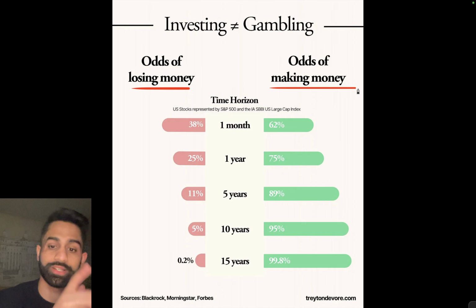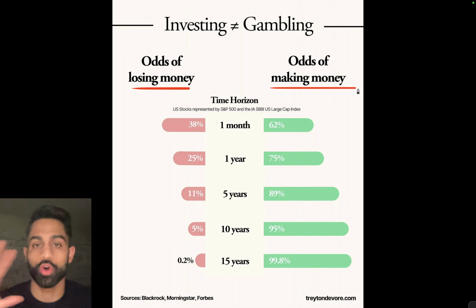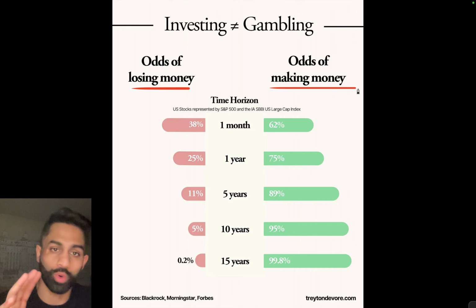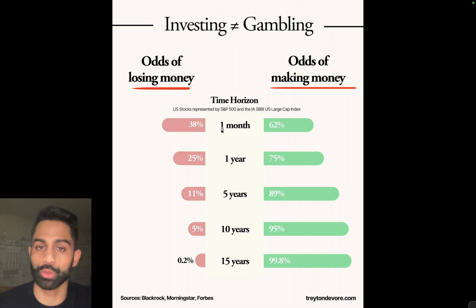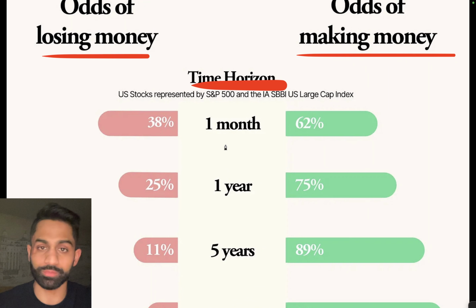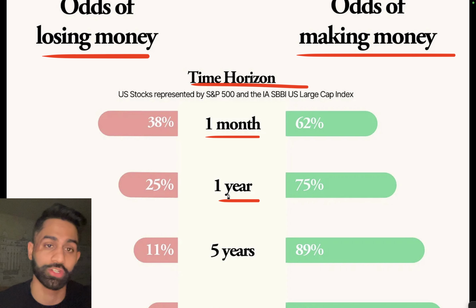It's going back as far as 1920. So 1920s all the way through 2022 for the S&P 500. And what you'll notice is time horizon over here. And if it's 1 month or 1 year, so that's short term, right? Anything less than 1 year is short term, as I mentioned earlier.